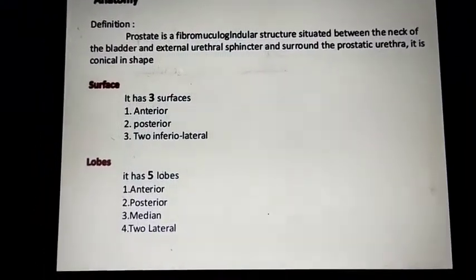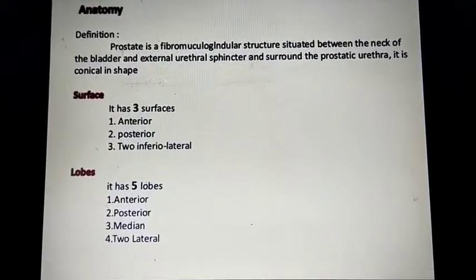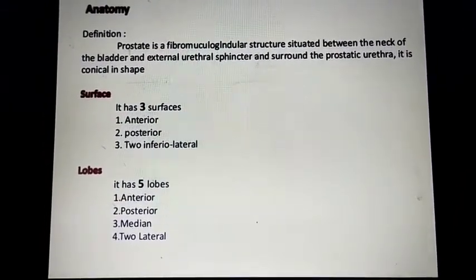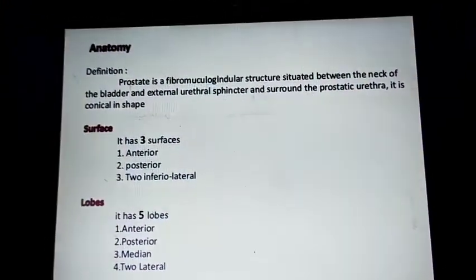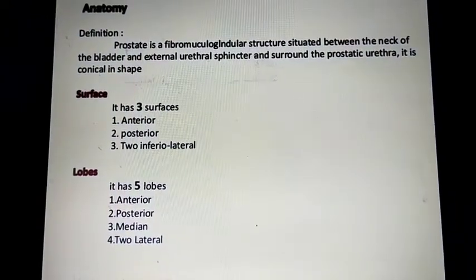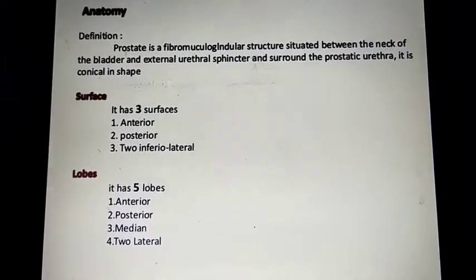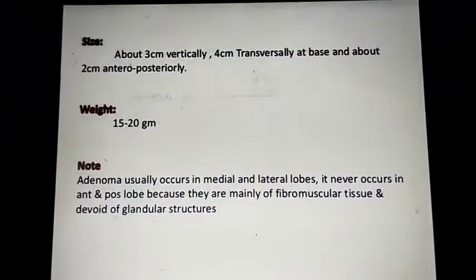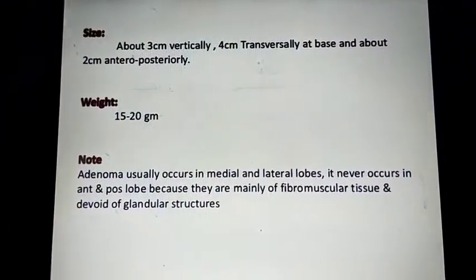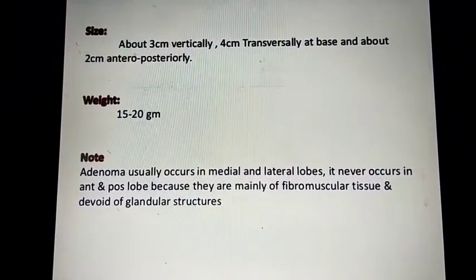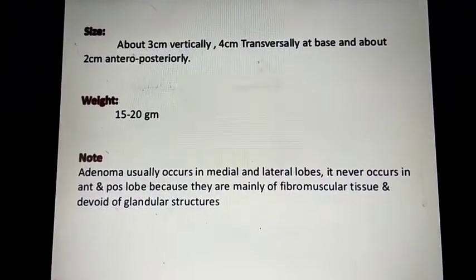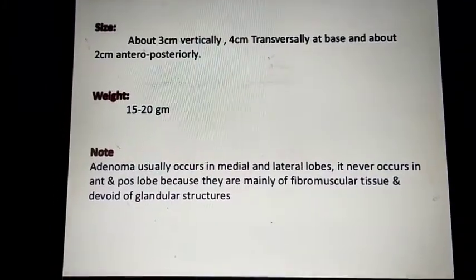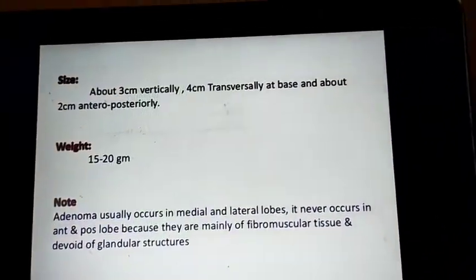It has three surfaces: one is the anterior surface, one is the posterior surface, and two inferior lateral surfaces. It has five lobes: anterior lobe, posterior lobe, median lobe, and two lateral lobes. Size: it is about 3 cm vertically, 4 cm transversely at the base, and about 2 cm antero-posteriorly. Weight: it is 15 to 20 gram.